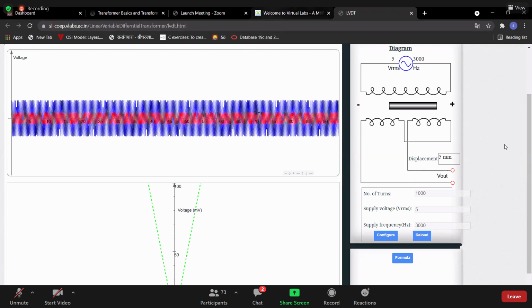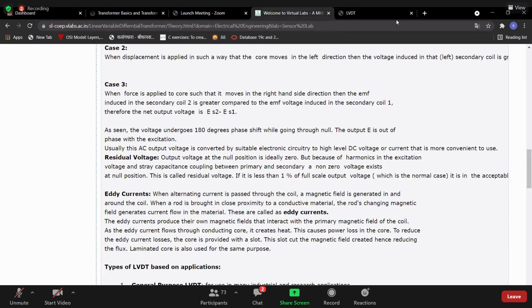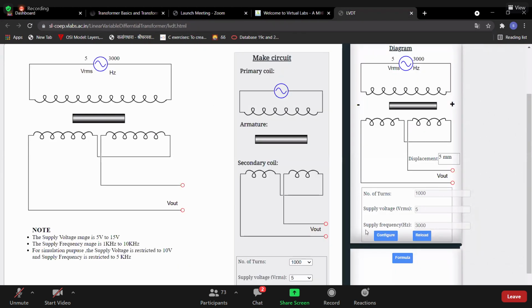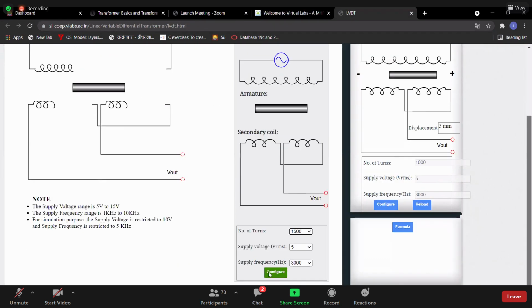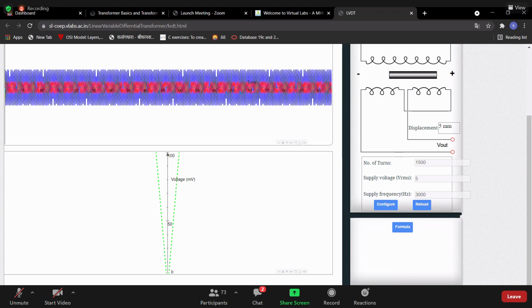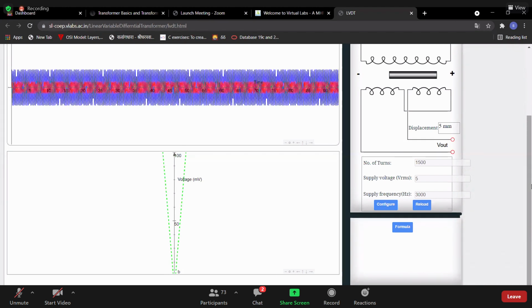Change your number of turns from 1000 to 1500. LVDT experiment.